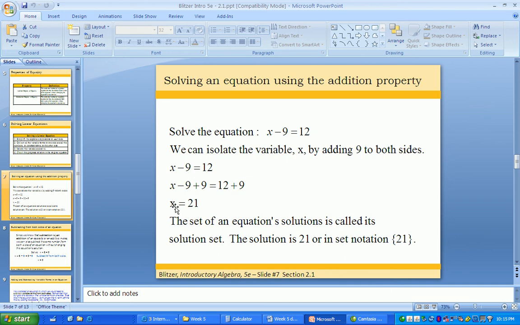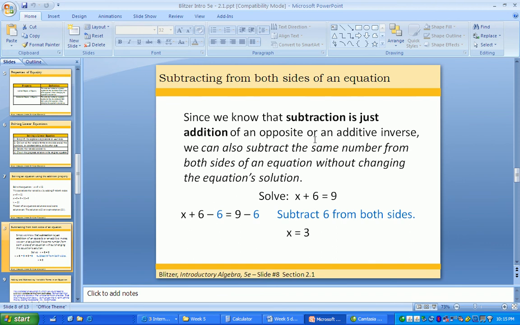Subtraction is just addition, we know that, of an opposite or an inverse, additive inverse. So if we have an equation x plus 6 is equal to 9, well, we know that we want to get the 6 away from the x and bring it to the other side. The way we get rid of a positive 6 is by adding a negative 6, or subtracting 6. Remember, we can do that as long as we do it to both sides. That's the key thing.